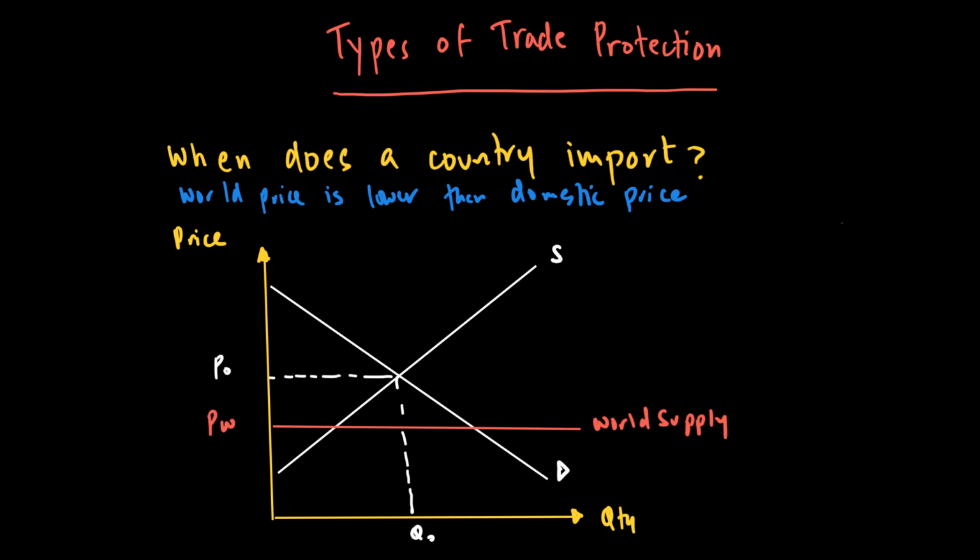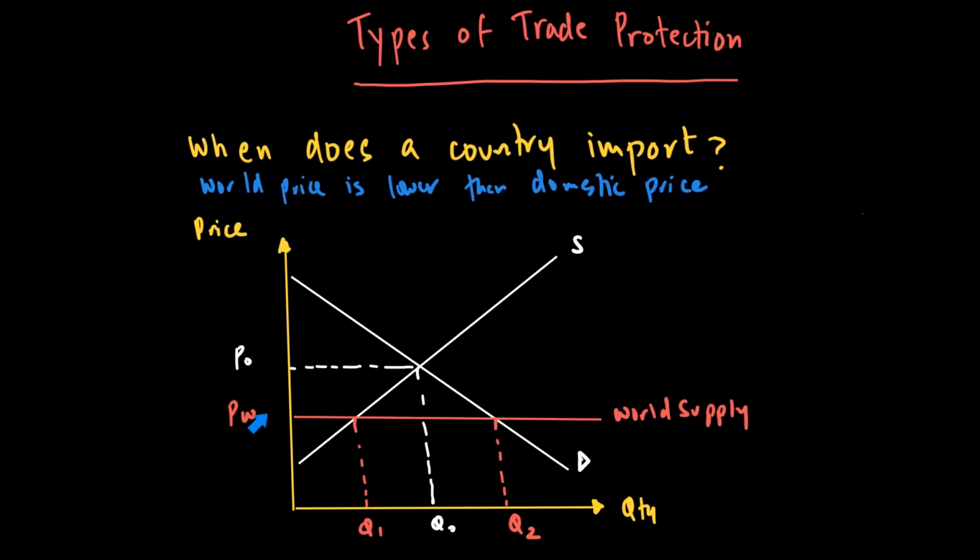And if such is the case, then Q2 of goods will be demanded domestically, but only Q1 of the goods will be supplied domestically. Now why is that the case? Let me explain. At PW price, the world supply curve is meeting at the quantity Q2. If the price was P naught, only Q naught consumers would have been buying the good. Because the price has gone down to PW, now Q2 consumers are also buying the goods.